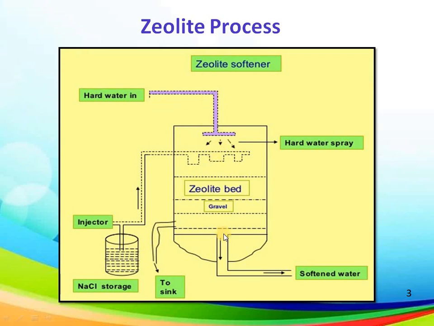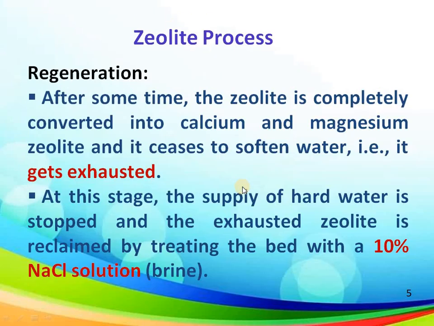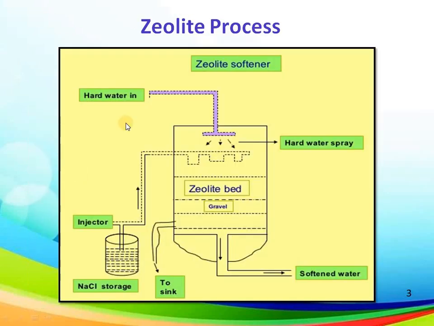This is a continuous reaction process. After some time, the sodium zeolite is completely converted into calcium and magnesium zeolite, and it is known as exhausted. At this stage, the supply of hard water is stopped, and the brine solution, meaning 10% NaCl solution, is passed through the same way. The supply of brine solution starts, and it is also passed through the zeolite bed in spray form.